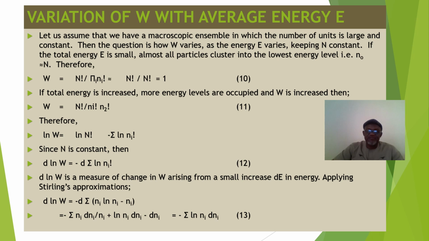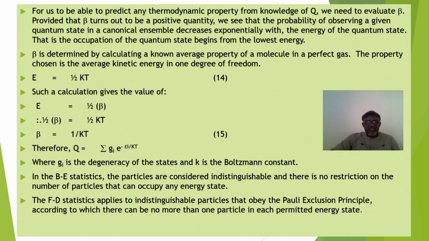Now, variation of W with average energy. We still use the same principle of the most probable configuration, thermodynamic probability, and then we'll take the natural log and we'll also put the same Stirling's approximation and we'll arrive at equation 14, which gives us that the average energy is equal to half KT, and therefore it will be equal to half beta, where beta is equal to 1 over KT.